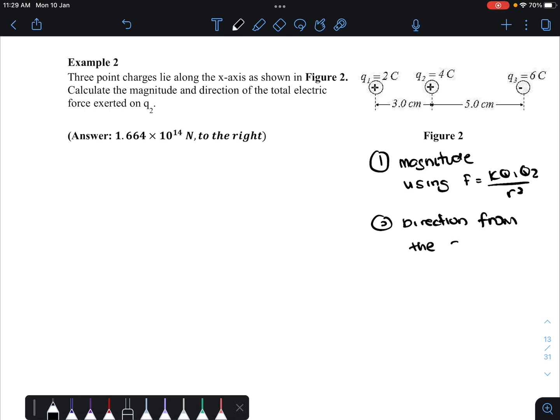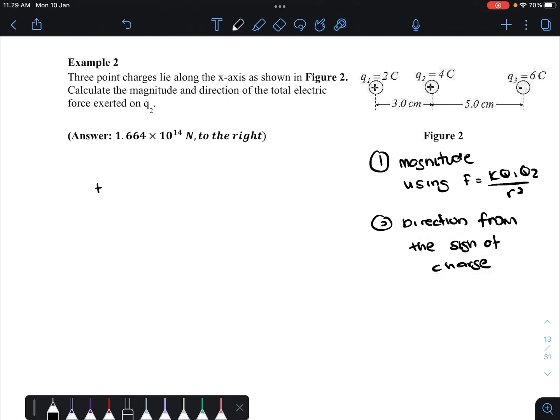From the sign of the charge. So you have to find the magnitude using the equation, which is Coulomb's law equation, and then you have to deduce the direction from the sign of the charges.